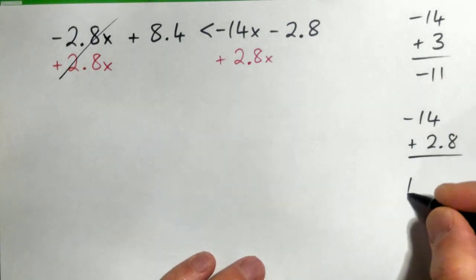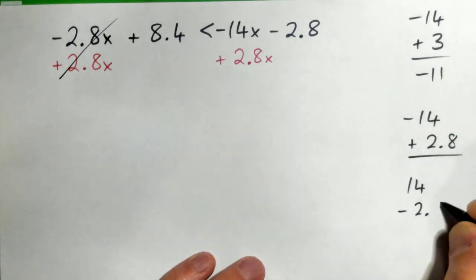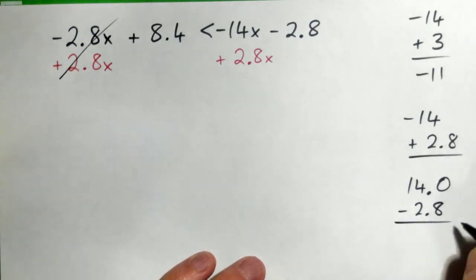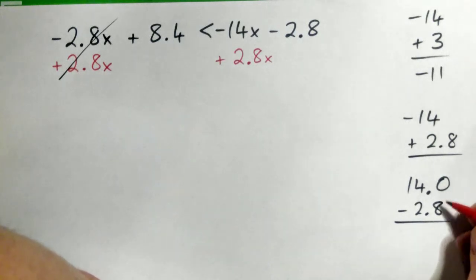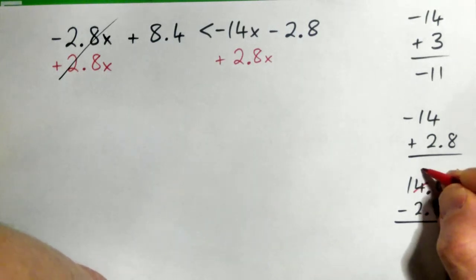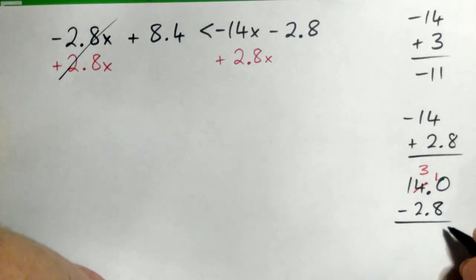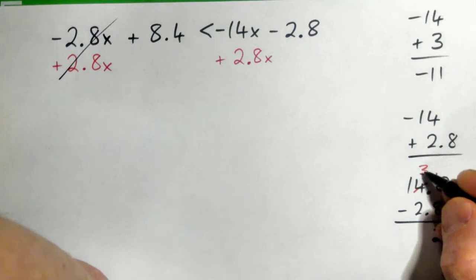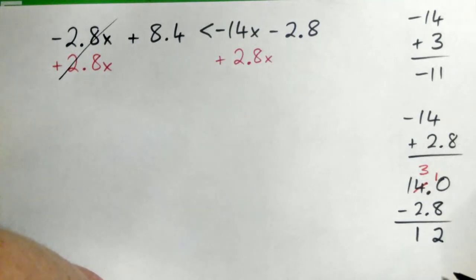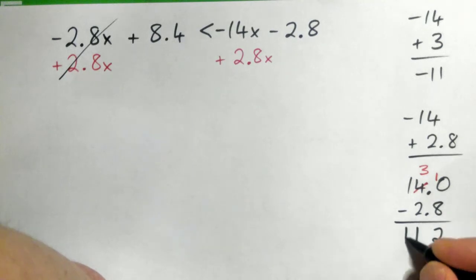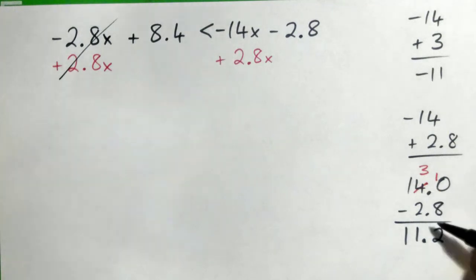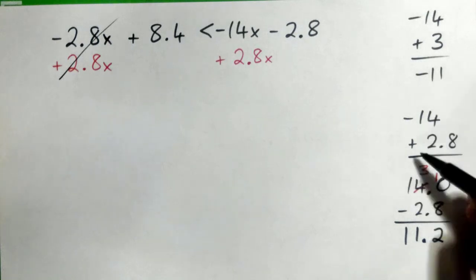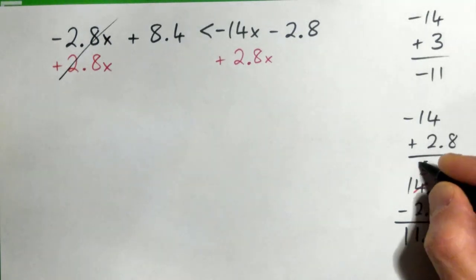So you actually have to go 14 minus 2.8. So it's 14.0 minus 2.8 and get the difference, right? Alright, so 0 minus 8 won't work, so borrow from this. That becomes a 3, that becomes a 10. 10 minus 8 is 2, right? 3 minus 2 is 1, right? And 1 minus nothing is just 1. So we get 11.2. So the difference between 14 and 2.8 is 11.2, agreed? But it's negative 14 plus 2.8, so that just gives us negative 11.2.